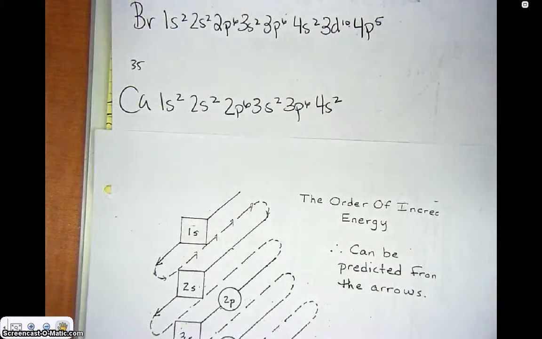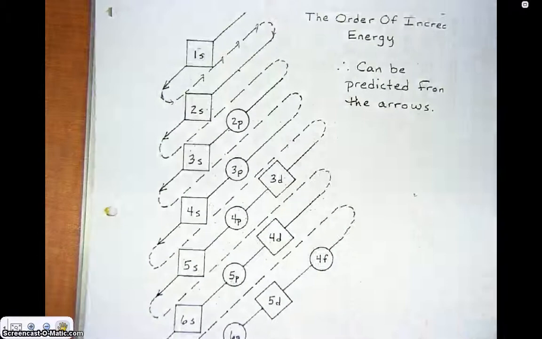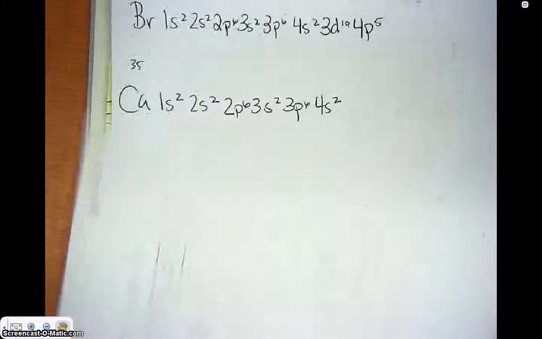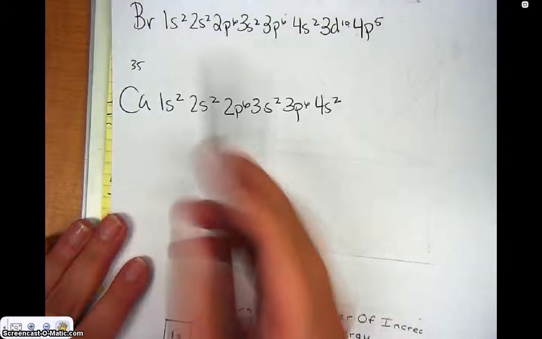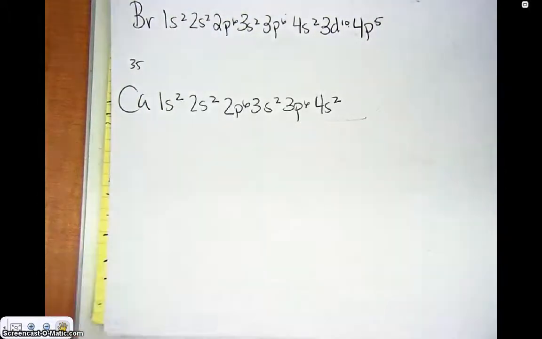So for our electron configurations up to this point, you're just going to follow the cheat sheet that we have here and put the configuration in order. Okay, and that's it for electron configurations.